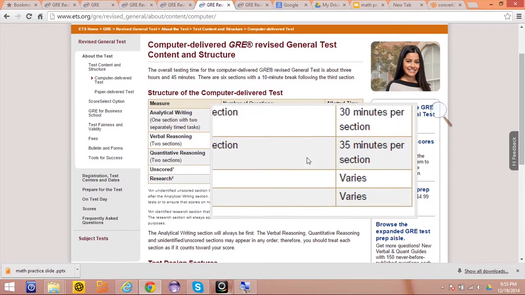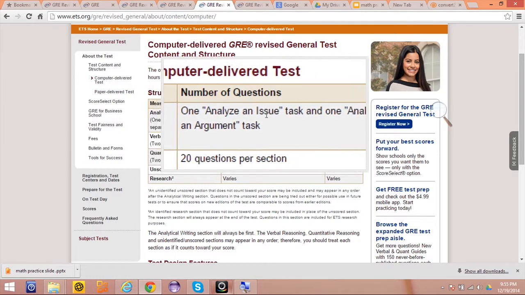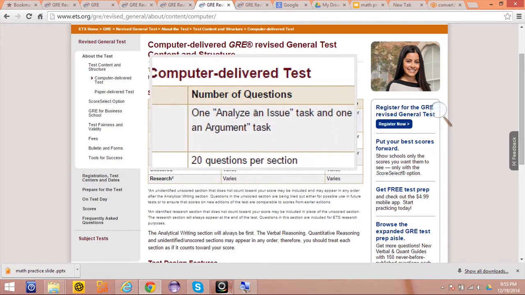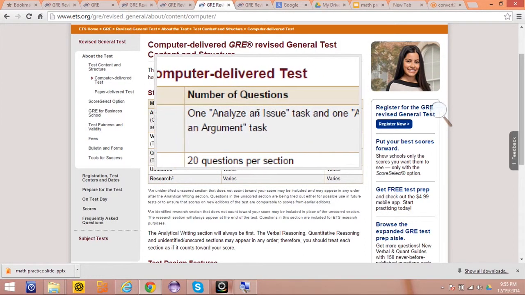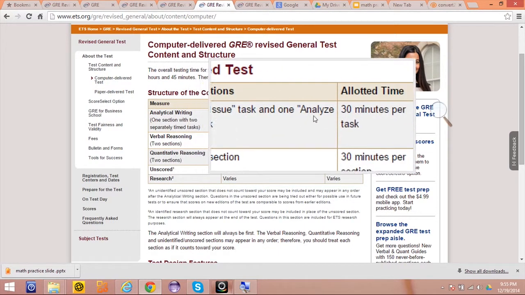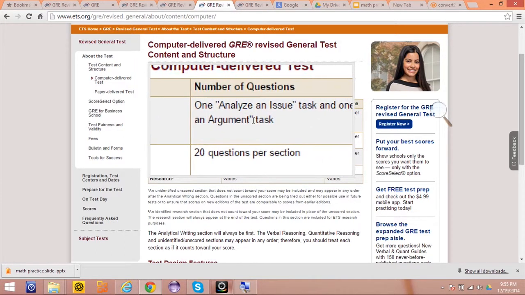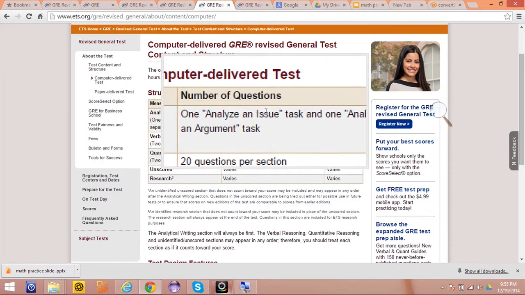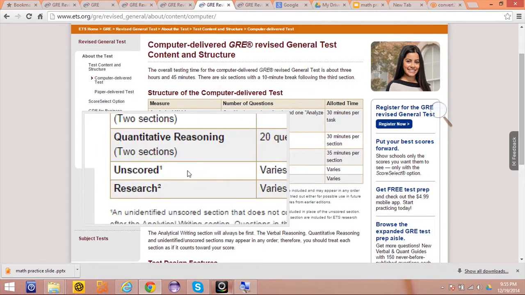Okay, let me tell you something also. For the analytical writing, for the issue, you will have options and you will choose one of them. When they ask you to analyze an issue, they will give you two issues, and you will analyze one of them. But regarding analyzing an argument, you will have only one argument. There are no options for the argument, but for the issue there are options. Okay, now let's talk about the unscored and research sections.